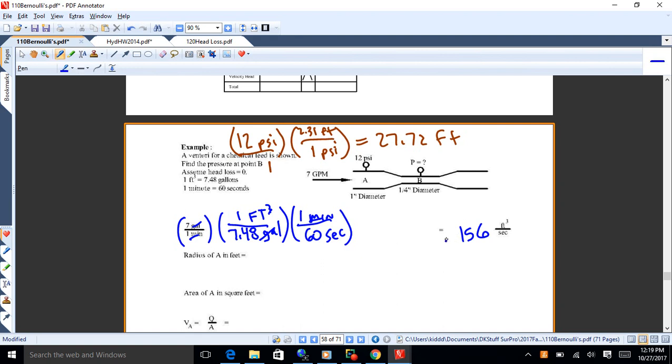All right, so how about the radius of A in feet then? It's got a 1-inch diameter, so that's a 1/2 inch radius, but then you want to get that into feet because we're working with cubic feet per second, so we want to get everything in feet. Units should match when you're doing these formulas. I got about 0.0417 or something like that.